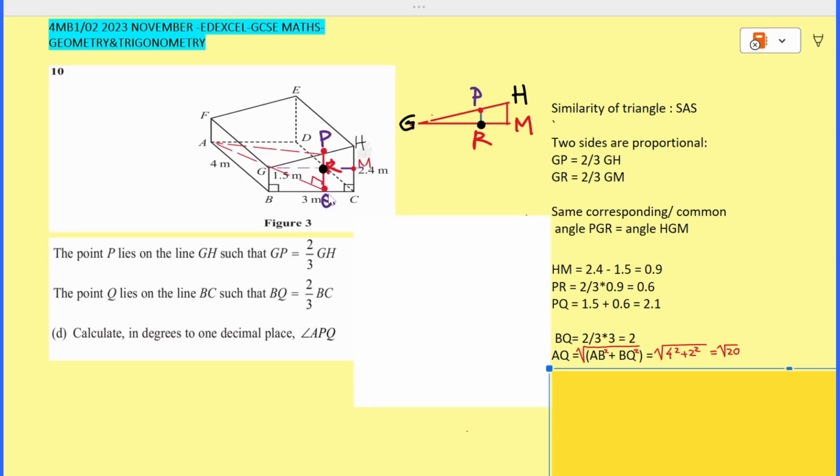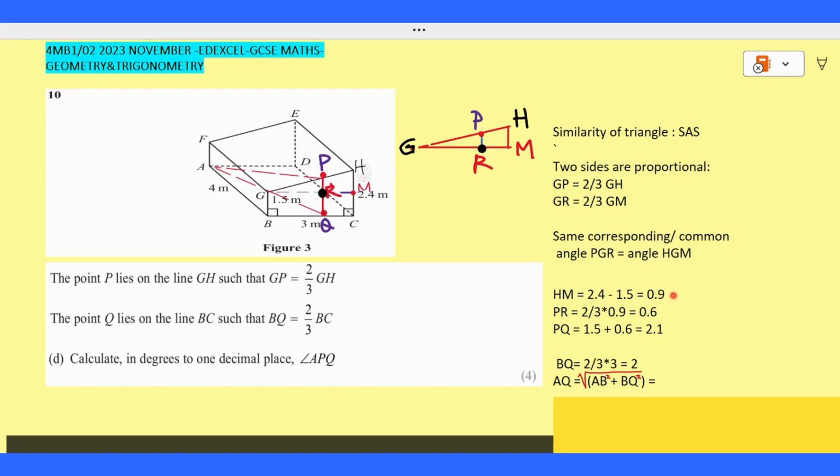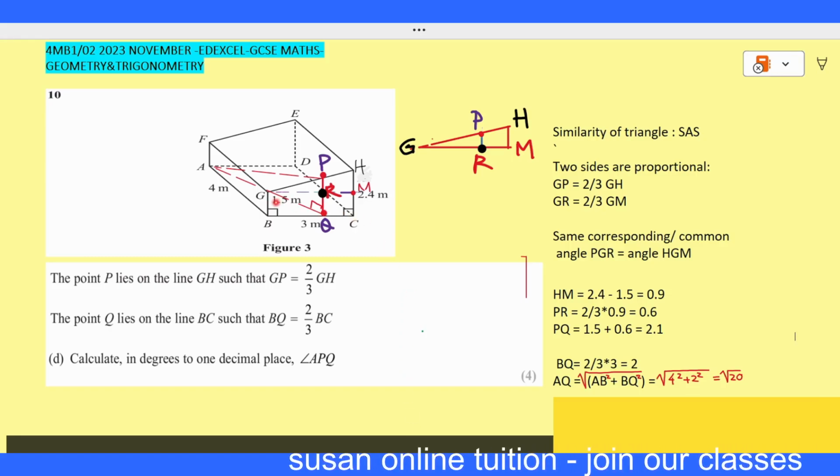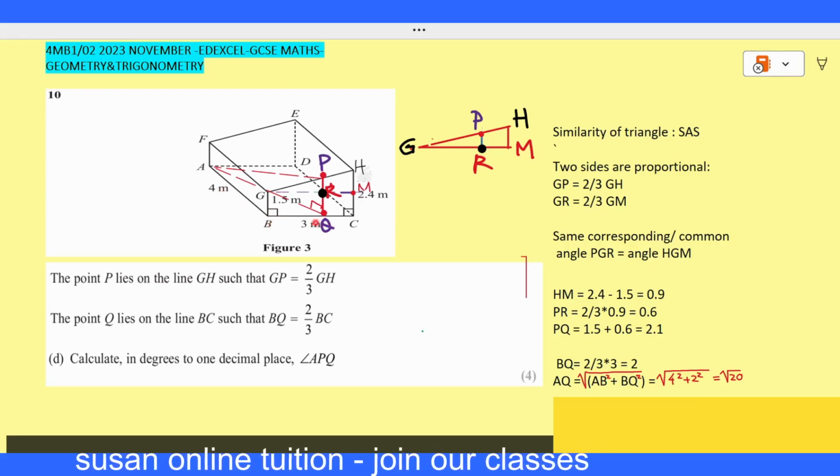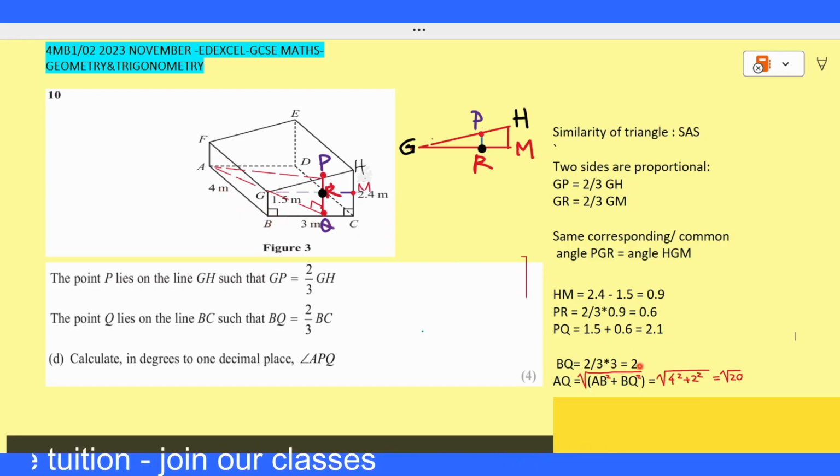So why do we need to find BQ? Because BQ and AB is part of a triangle, and we can get the AQ is square root of AB squared plus BQ squared, the square root of 4 square plus 2 square, because this is 4 square AB and BQ is 2 square. We have counted at the top here. So square root of 4 square plus 2 square is 16 plus 4 is square root of 20. That is AQ. Now we already know AQ. So we know AQ and we know PQ.